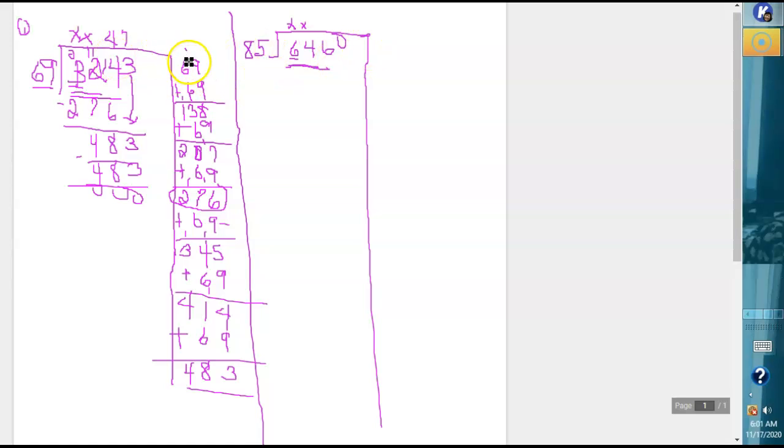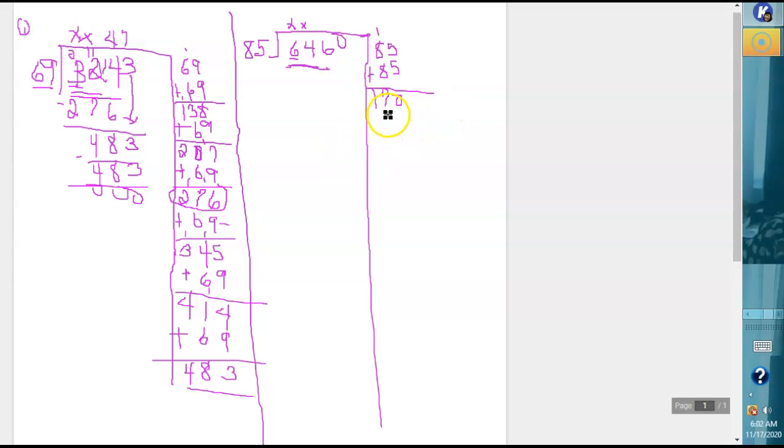Okay, so we are going to do the same thing. We are going to take 85 as our addend. So we're going to add 85 to itself. Plus 85. Okay, 5 plus 5 is 10, carry 1. 1 plus 8 is 9, plus 8 is 17.